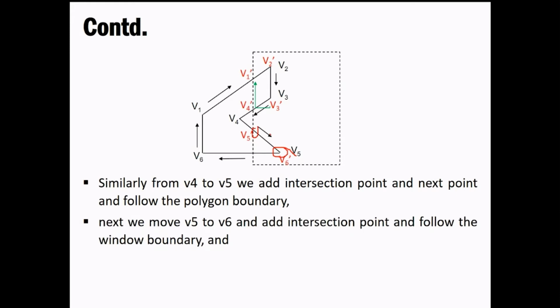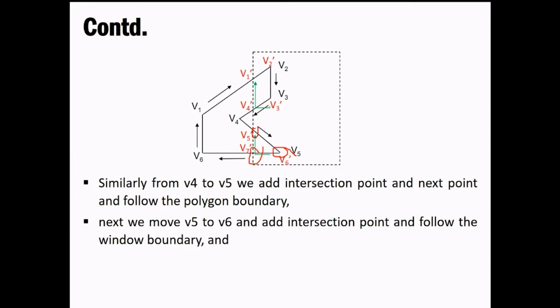Now the second point is getting satisfied, so we move from V5 to V6 and add the intersection point. Just the intersection point will be added and we can name it V7 dash. And follow the window boundary because now the second point is getting satisfied. So if this is the case, then again we have to follow the window boundary.